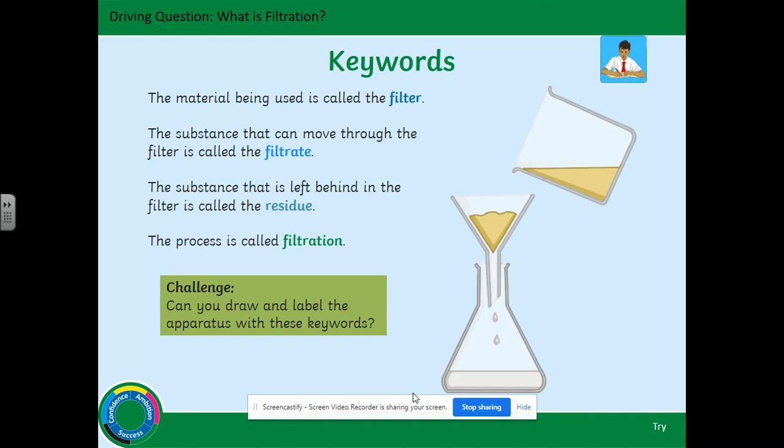Now, there's a little challenge for you here. Can you draw and label the apparatus using these keywords? Now, you can pause the video, go on Google, open a different tab, try to look at filtration. Try to find a diagram and try to label all of these. If you're finished with it, you can take a picture and send it in via email to my email address.